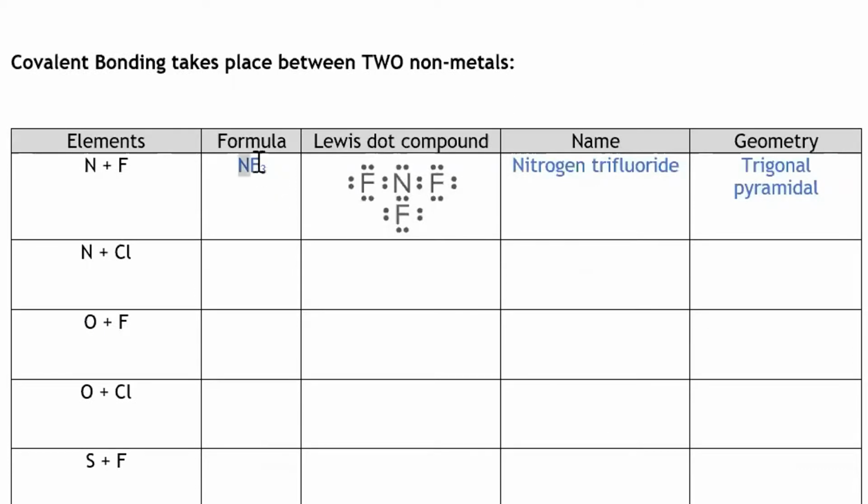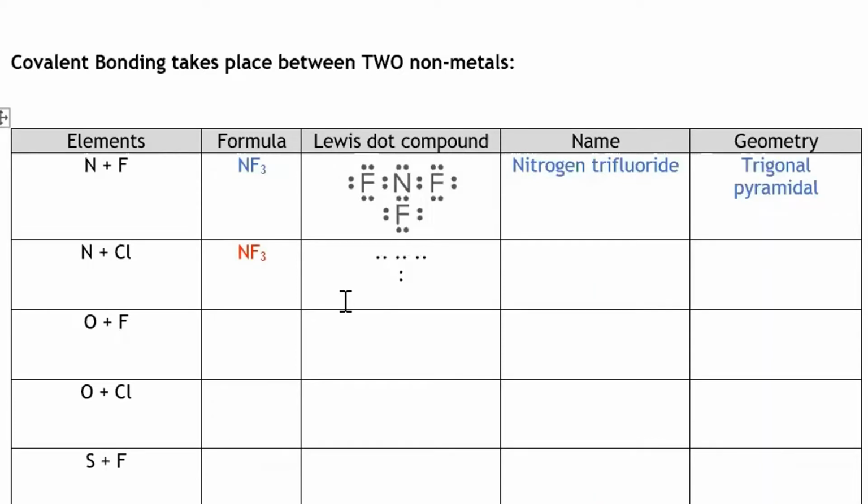There's a place for the formula, NF3. There's a place to write out the Lewis dot structure the way you saw it. Nitrogen trifluoride is the name, and the geometry is trigonal pyramidal. Okay, so again, you can enter this by hand, occasionally using buttons to change the script. You can create the Lewis dot structure very easily by hand using a few periods and a few other symbols.